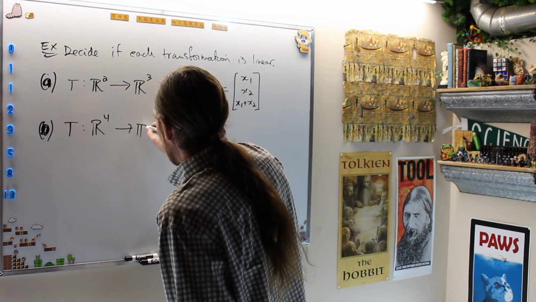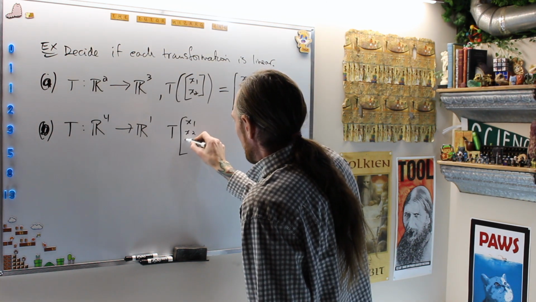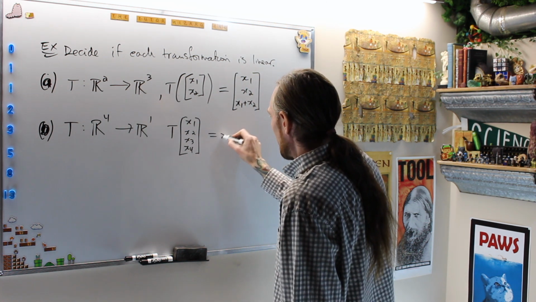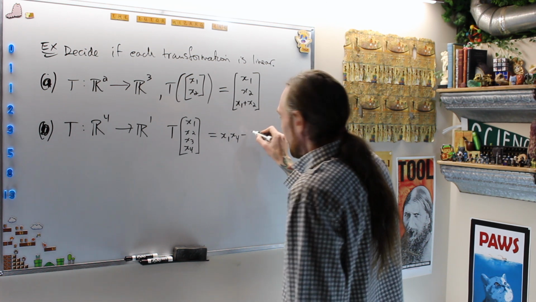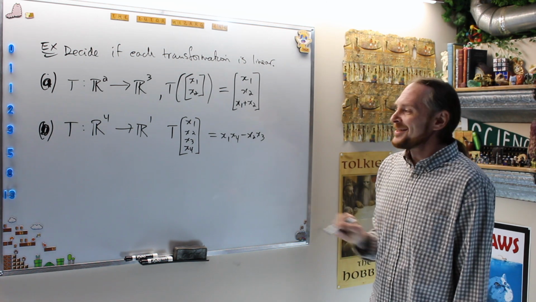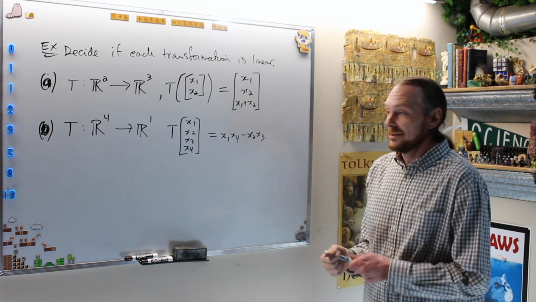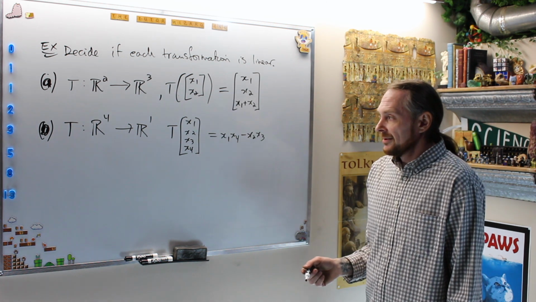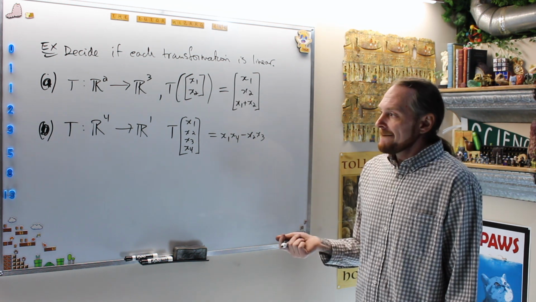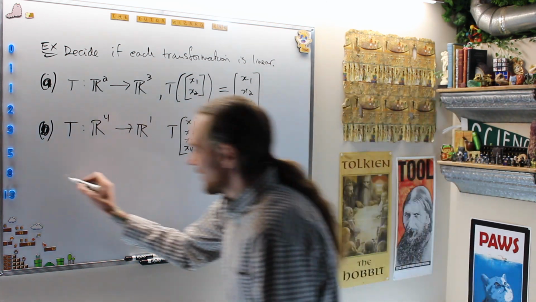R4 to R1, where it maps T of (x1, x2, x3, x4) to x1x4 minus x2x3. That's determinant. Is he linear? I don't know. All right. That should be good enough. I'll do another one if it didn't work out to what I wanted. Let's throw another one in there.